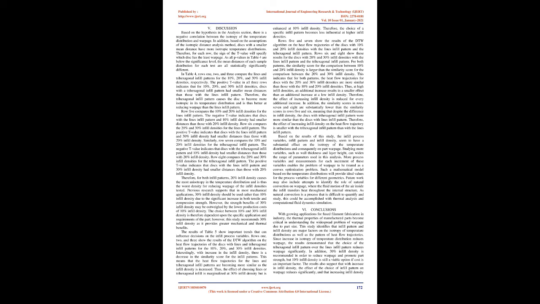Row 5 compares the 10% and 20% infill densities for the lines infill pattern. The negative t-value indicates that disks with the lines infill pattern and 10% infill density had smaller distances than those with 20% infill density. Row 6 compares the 20% and 30% infill densities for the lines infill pattern. The positive t-value indicates that disks with the lines infill pattern and 30% infill density had smaller distances than those with 20% infill density.